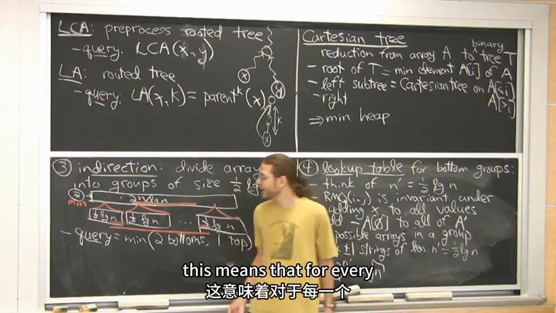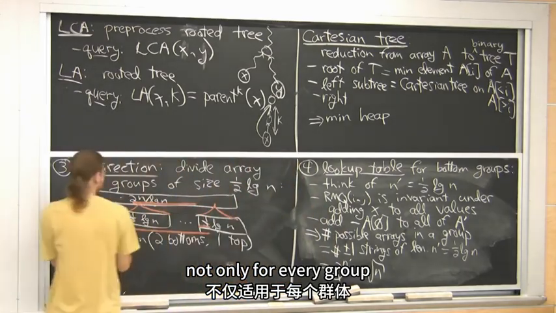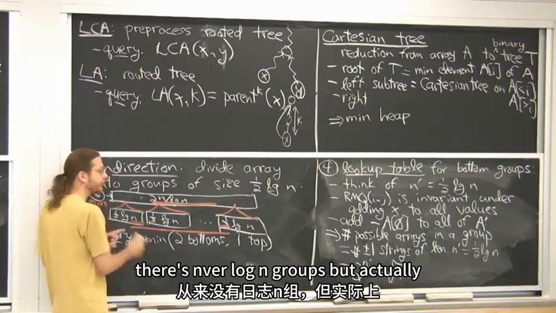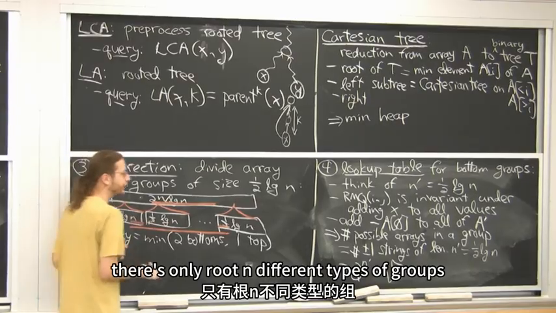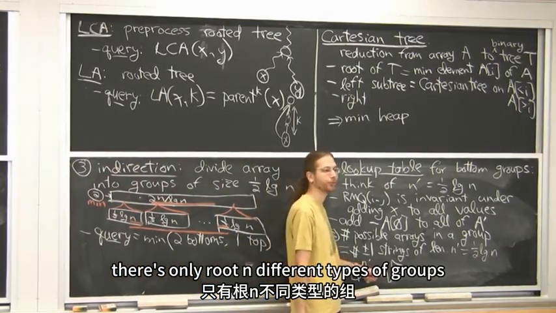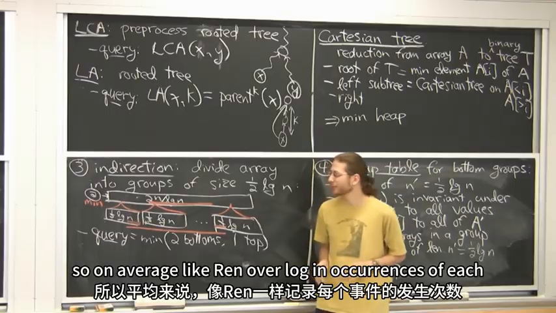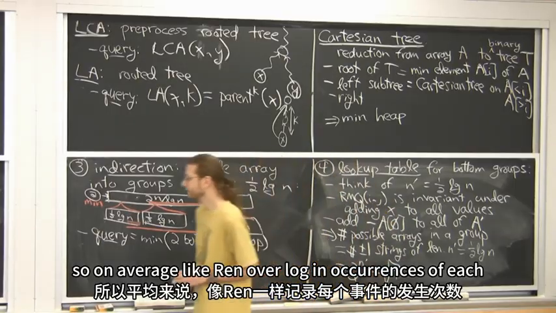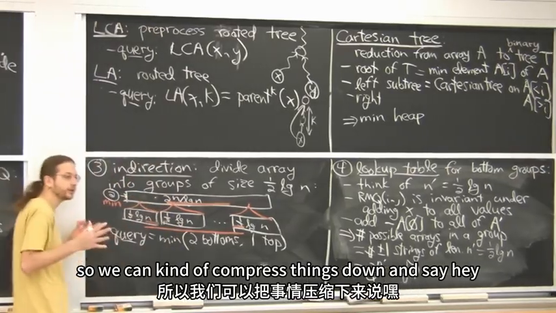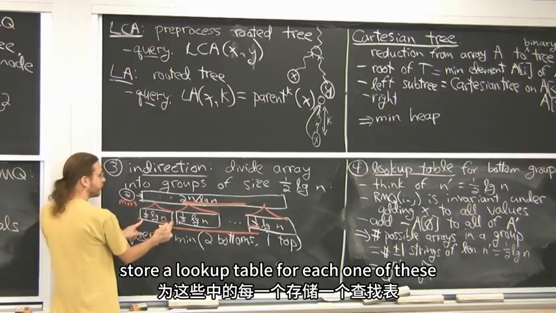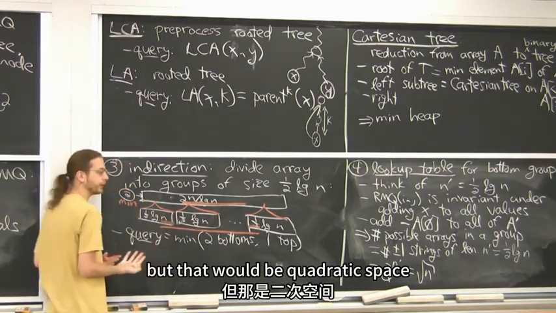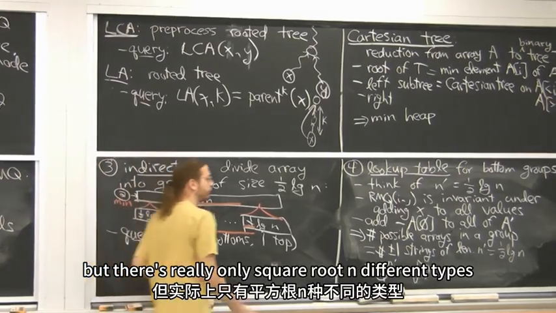This means that not only for every group, there's n over log n groups, but actually many of the groups have to be the same. There's n over log n groups, but there's only root n different types of groups. So on average, like root n over log n occurrences of each. So we can compress things down and say, I would like to store a lookup table for each one of these, but that would be quadratic space. But there's really only square root of n different types.